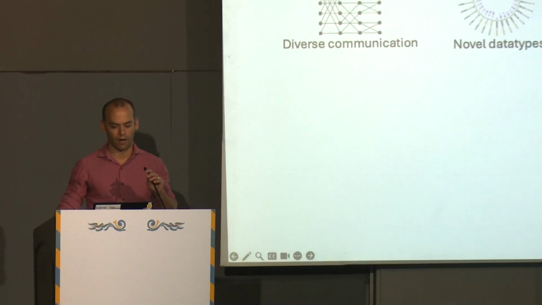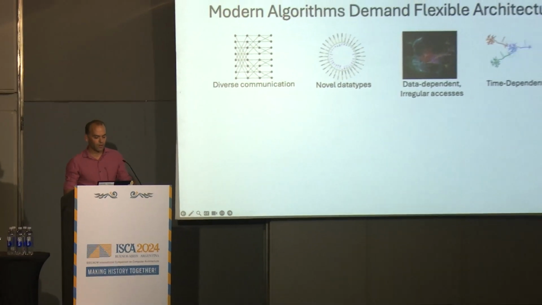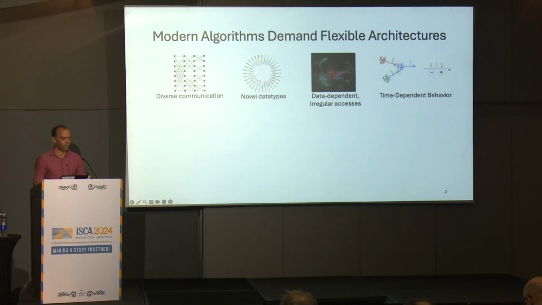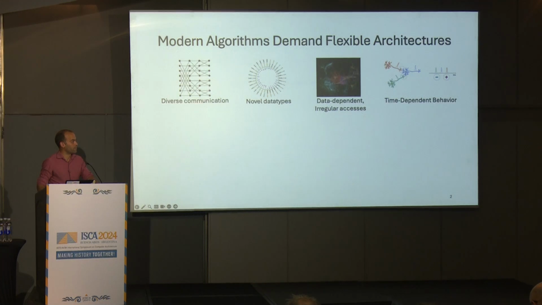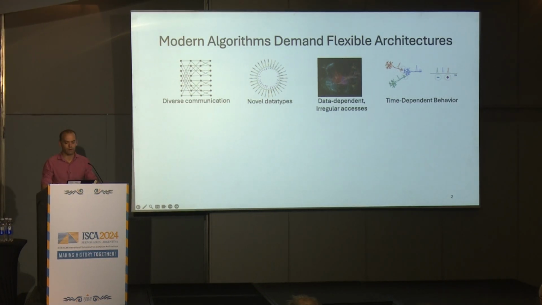Great, thank you. My name is Dustin Richmond. I'm here today to tell you how you yourself can build a scalable, programmable, and dense Manycore, and introduce the Hammerblade open source RISC-V Manycore. Now, it is well known in computer architecture that modern algorithms are increasingly demanding flexible architectures. They demonstrate diverse communication patterns, novel data types that haven't been seen until the last 5 to 10 years, and data-dependent irregular accesses. Furthermore, they're increasingly demonstrating time-dependent behavior.